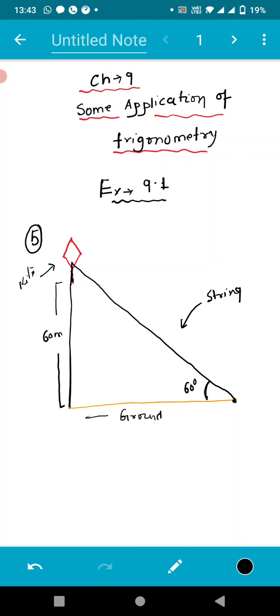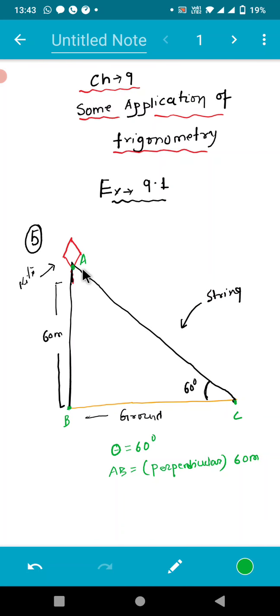Now this is a drawing, students. Now what we have to find out? Find the length of the string. Now we have to find out the length of the string, students. But before that, let us name all the vertices of a triangle, that is A, B and C. Now what are the things given in the question? That is, theta value is given as 60 degree. AB we will take it as perpendicular, isn't it? As we know that side opposite to theta is always perpendicular, so it is perpendicular, and the value is given as 60 meter.